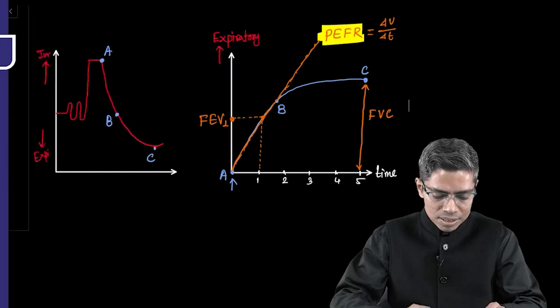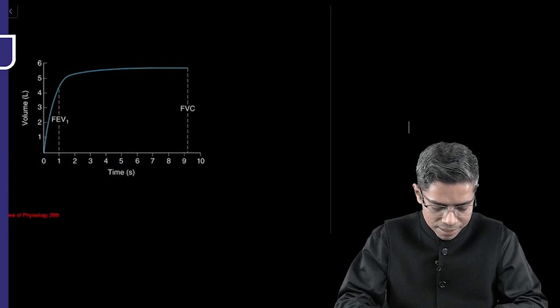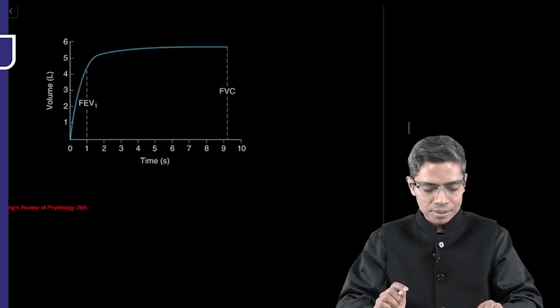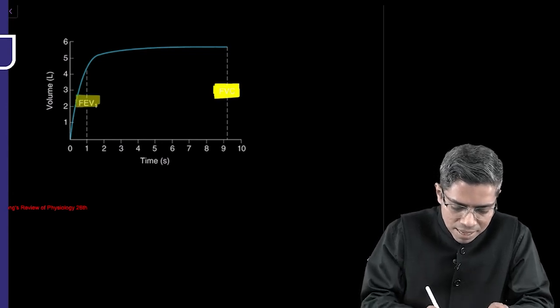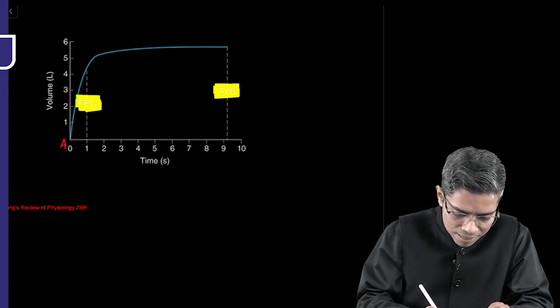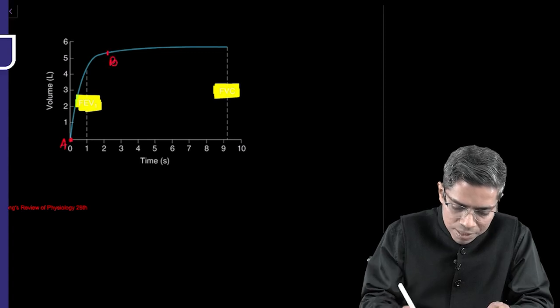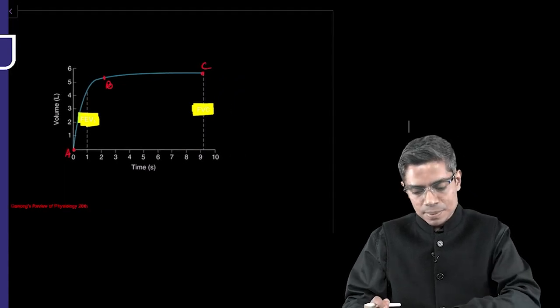So look at how this diagram is given in Ganong, right? So this is the diagram, I hope you have taken. Yes, so this is the diagram from Ganong. Okay, the digital spirometer recording, you can find here. This is the FVC and this is the FEV1, and this is the onset of expiration, this is the middle part of expiration, and this is the end of expiration. Okay, this can be given as an image based question.